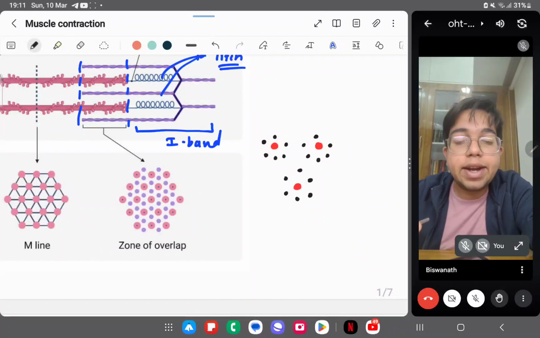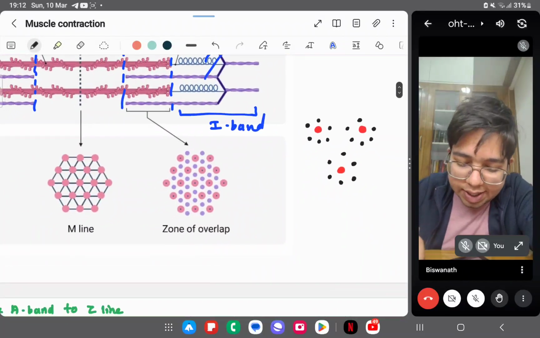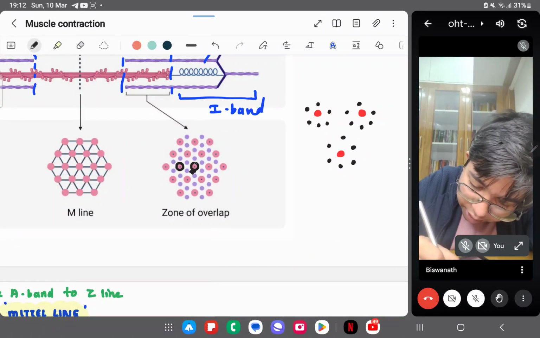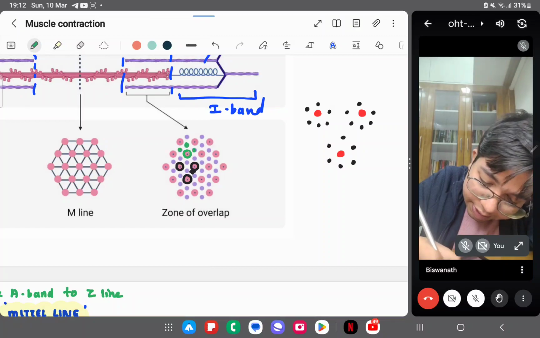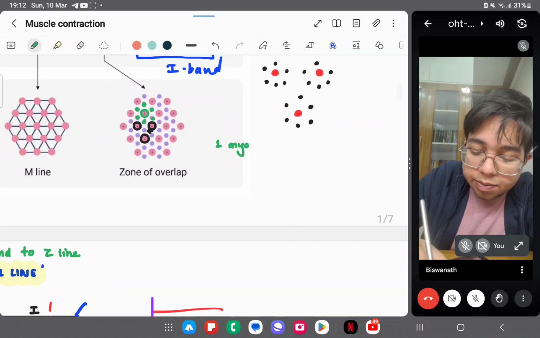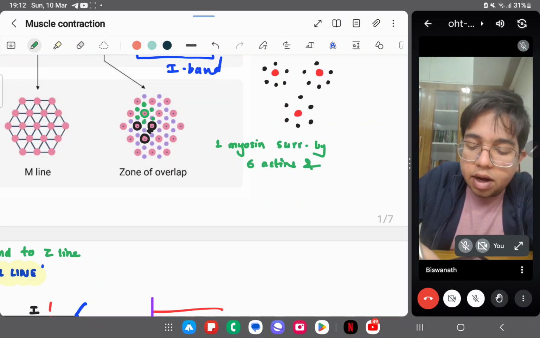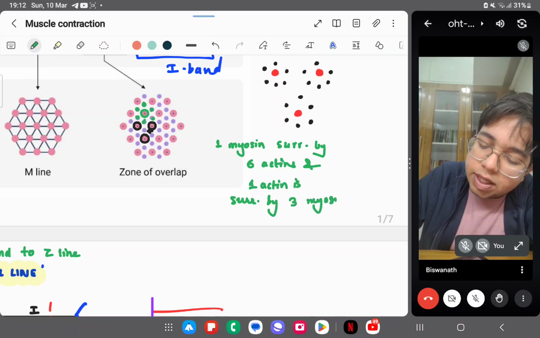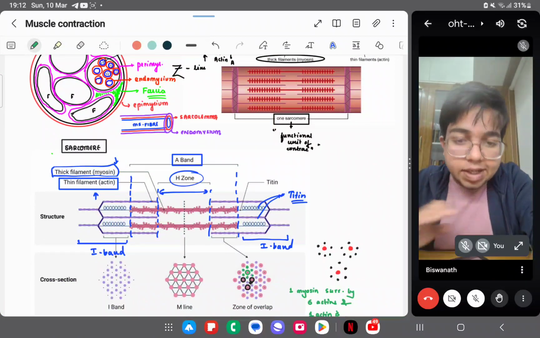Okay. And one actin is surrounded by 3 myosins. So it is evident here. Let's say this is one actin. This purple one is surrounded by three myosins here. And this one myosin is surrounded by six actins here. Can you see the pattern? Okay. So here we write one myosin surrounded by six actins, and one actin is surrounded by three myosin. If this part is clear to you, let's move ahead.